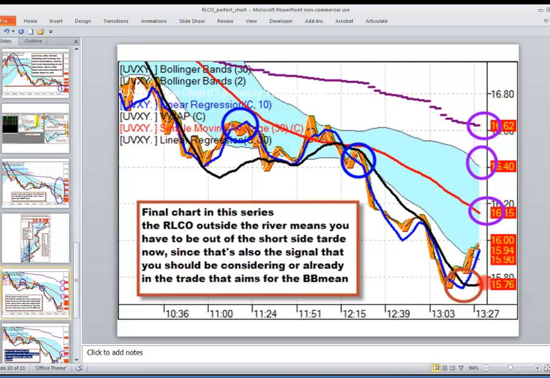You already know how to get short on this one again. Hey, failure before the Bollinger Band mean, failure at the far side of the river, all of those things are reasons to get short again, so we know how to do that. But the moves on the upside, these are the places where we're not allowed to be surprised if price gets there.